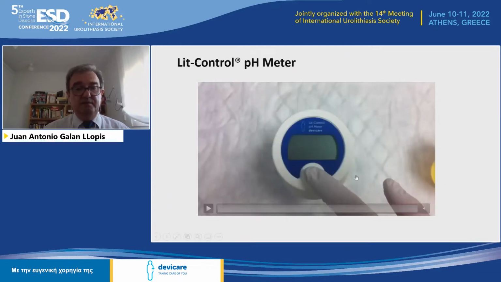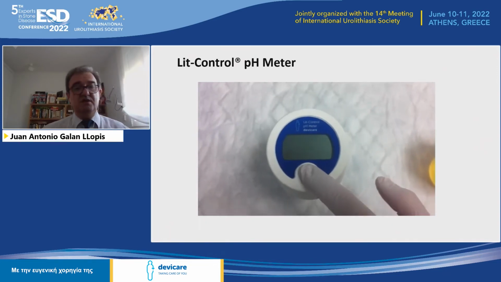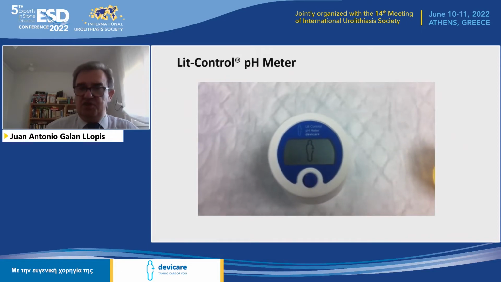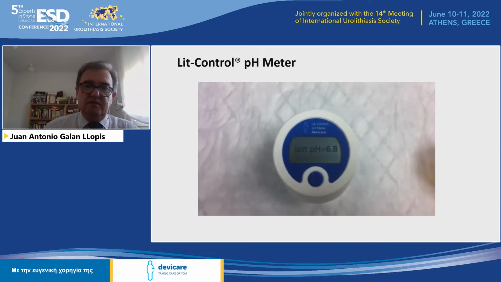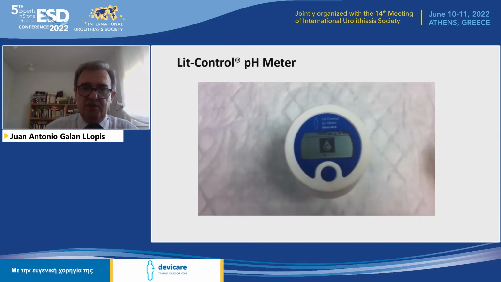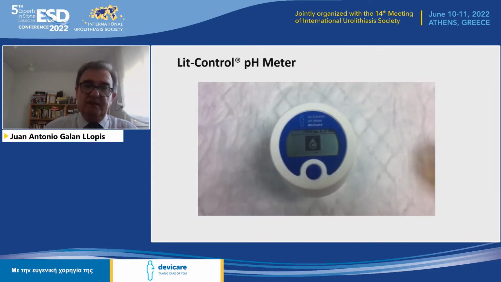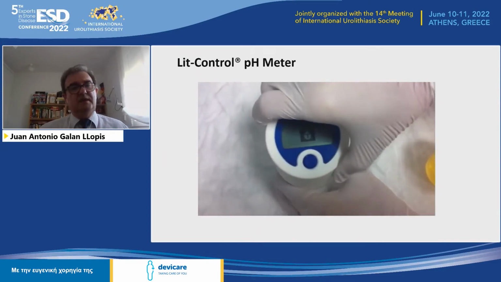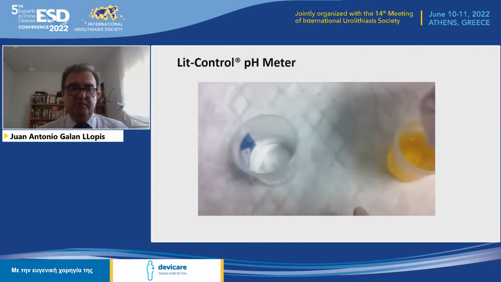Here you have a video on how it works. After pushing once, you see the last pH determination, and the first step will be on the solution buffer, just to set the pH meter, a calibration. Then we change the tape and put it on the urine sample.